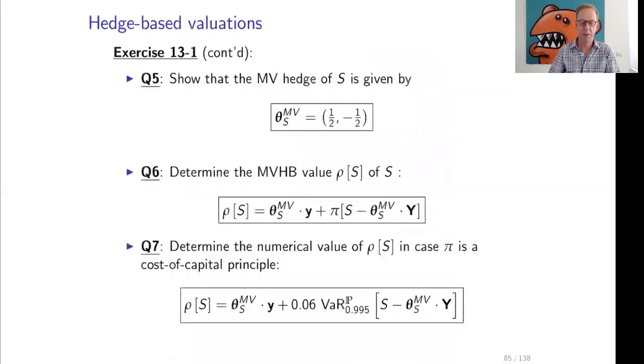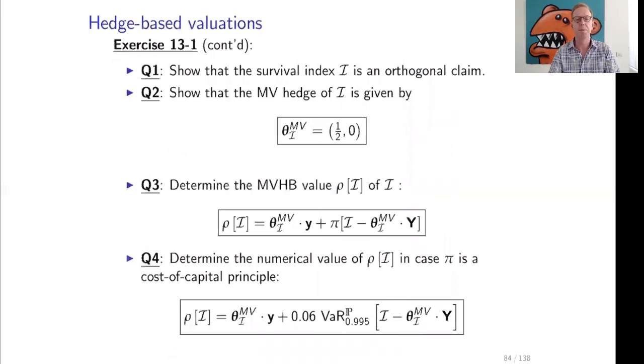Let us have a look at question 3. Now, the question is to determine the mean variance hedge-based value rho I of the survival index. So rho I is, of course, the time 0 price of the mean variance hedge of I, plus then pi. Pi is an actuarial valuation or a model consistent valuation of the hedging error of I and the mean variance hedge.